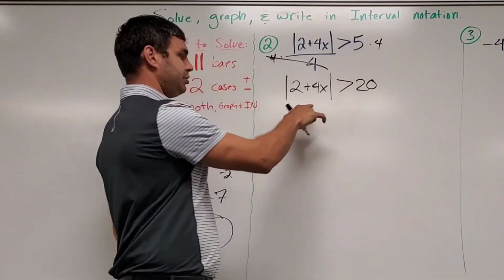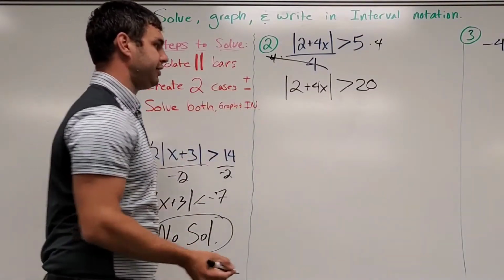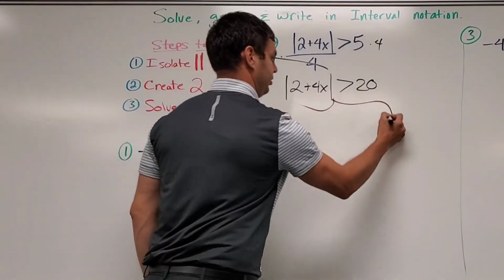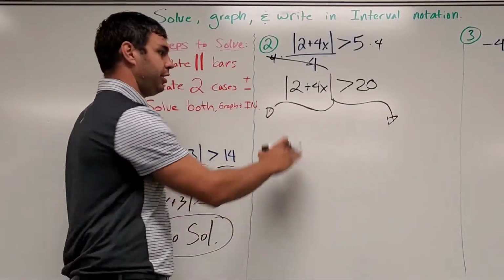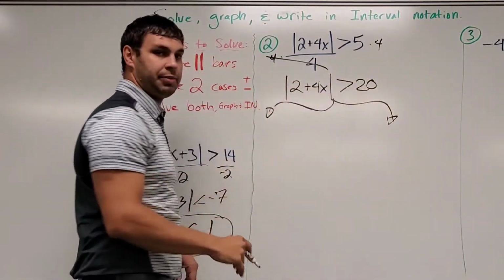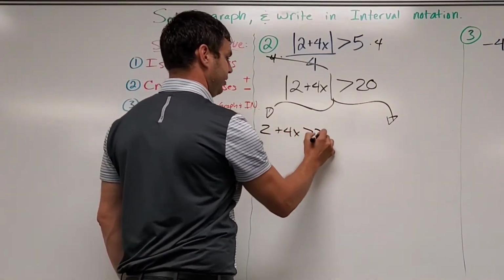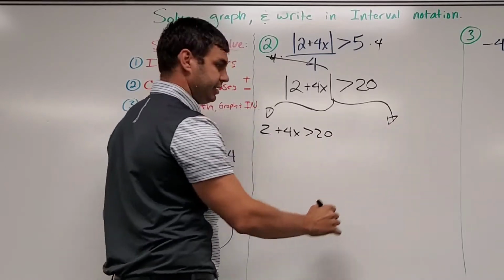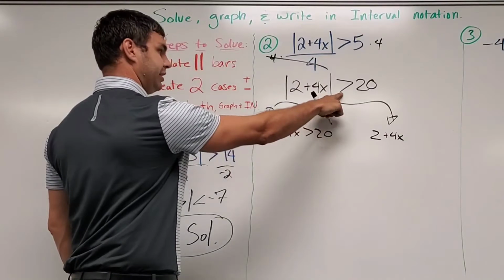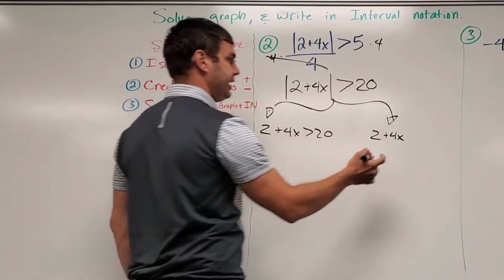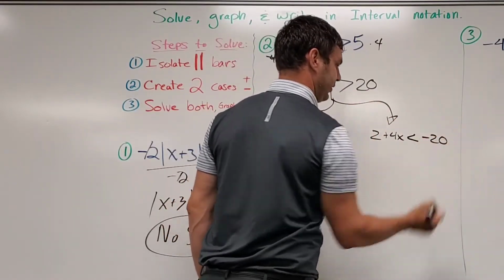Now that my absolute value bars are isolated, I can create my two cases, my positive and negative case. I like to draw arrows to show my two cases. In the first case, the positive case, we're going to write it exactly like it looks, but we're going to drop our absolute value bars. So I have 2 plus 4x is greater than 20. In the negative case, we're going to do 2 plus 4x, but our sign has to switch, and our answer is now negative. So instead of greater than, I'm going to switch it to be less than -20.